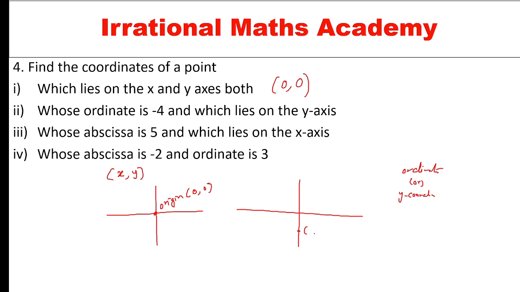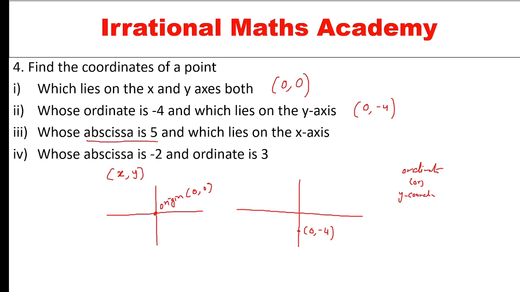Y-axis means, just now in the starting question I told you, the x coordinate is 0, or abscissa is 0. So it would be what? 0, comma -4. So here the answer would be 0, comma -4.